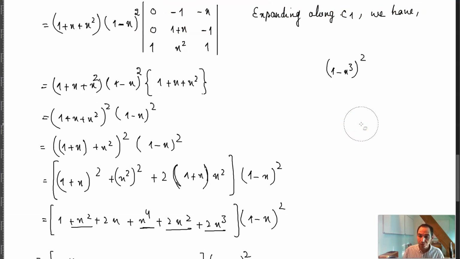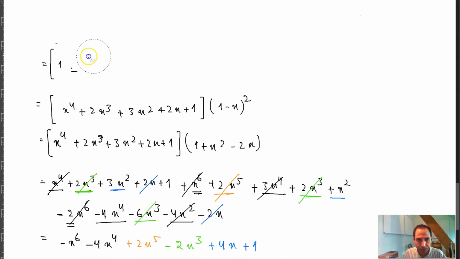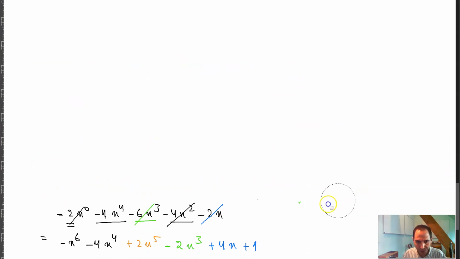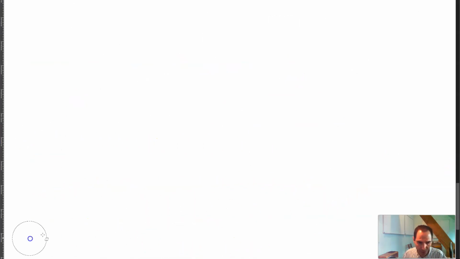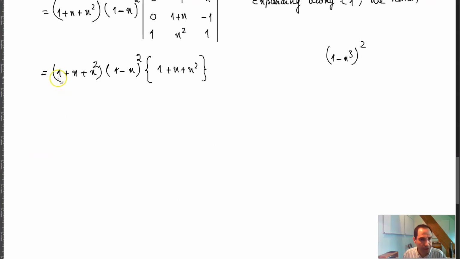Okay, so now what I want to show you is actually not the standard way of doing this. The standard way of writing this expression in terms of 1 minus x cubed is basically algebra. You have to use some identities or something like that and write whatever this expression is in terms of 1 minus x cubed.